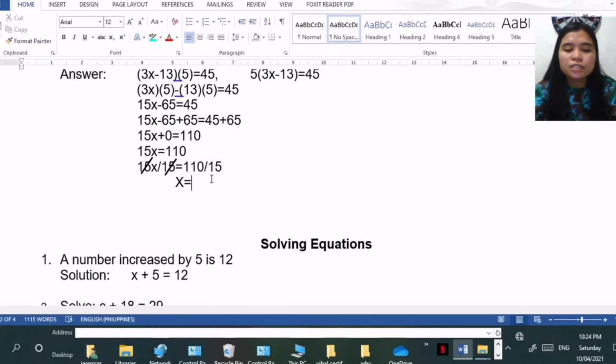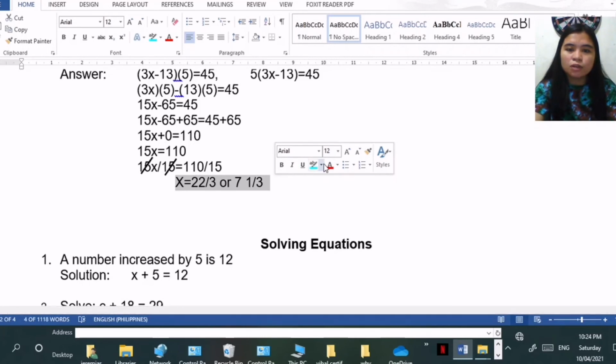So, the answer for this is 22 over 3, kasi ilo-lowest term lang natin siya. So, 22 over 3, or pwede naman siya as 7 and 1/3. Ayan. So, ibig sabihin ng value ng x natin is ganito. Ayan, i-highlight ko lang po.